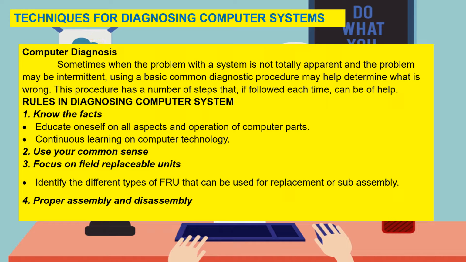Rules in diagnosing a computer system. Number 1. Know the facts. Educate oneself on all aspects and operation of computer parts. Continuous learning on computer technology. Number 2. Use your common sense. Number 3. Focus on field replaceable units. Identify the different types of FRU that can be used for replacement or sub-assembly. Number 4. Proper assembly and disassembly.